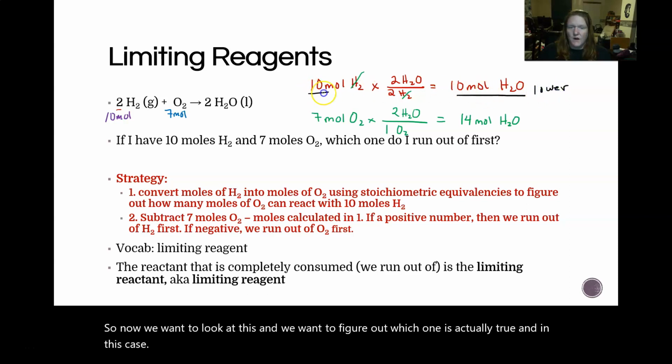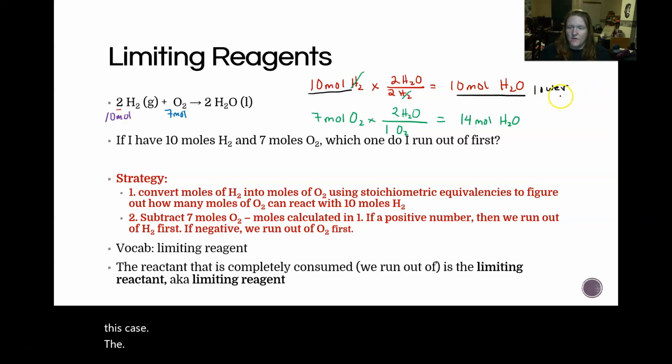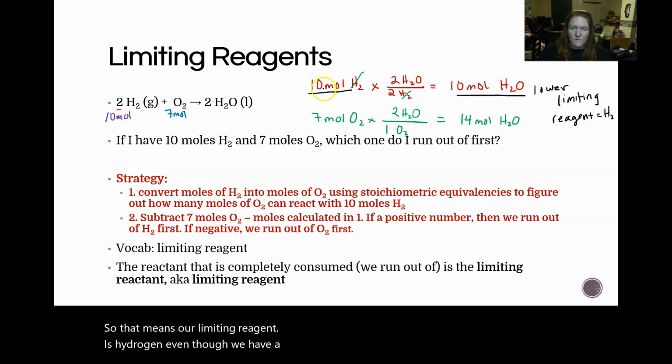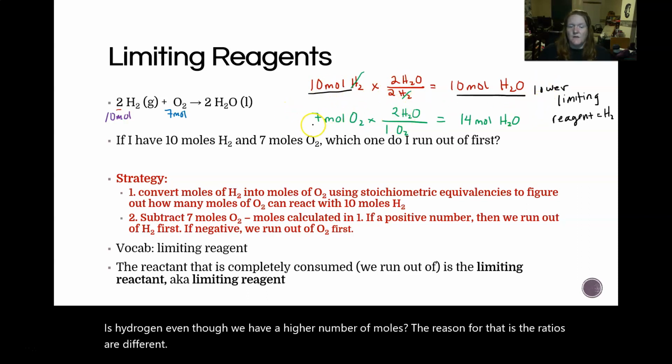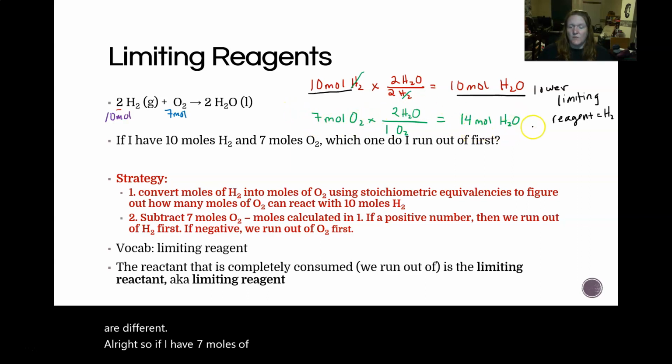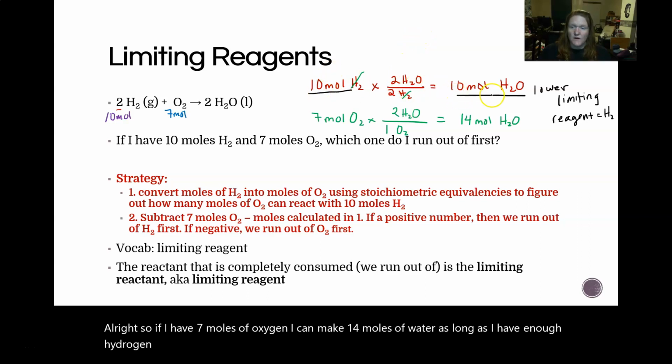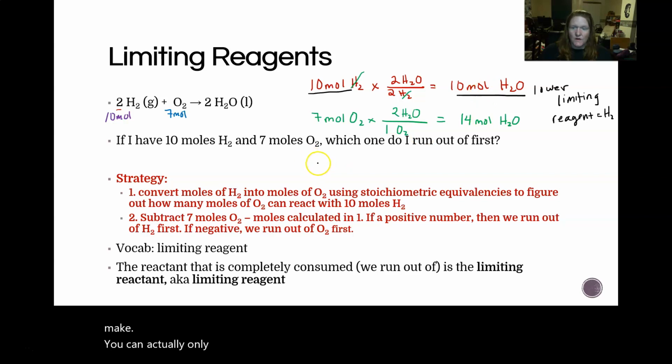the hydrogen is what we run out of first. So that means our limiting reagent is hydrogen. Even though we have a higher number of moles, the reason for that is the ratios are different. All right? So if I have 7 moles of oxygen, I can make 14 moles of water as long as I have enough hydrogen, but I don't. I run out of hydrogen. And so if we want to figure out how much we actually make, you can actually only produce 10 moles of water.